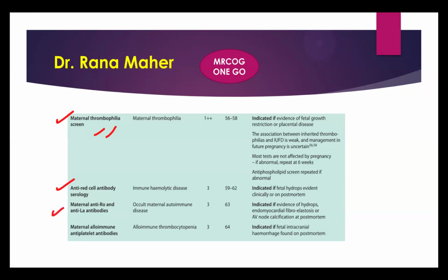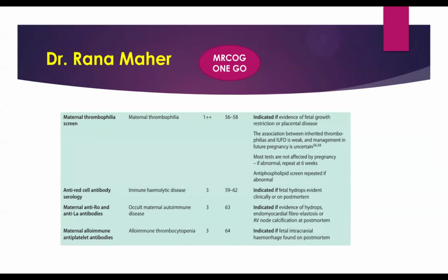Maternal anti-Ro and anti-La antibodies. Anti-Ro and anti-La are usually linked to autoimmune disease, and usually they cause fetal heart block. This is a cause of fetal death. So anti-Ro, anti-La are very important in autoimmune disease, and they cause fetal heart block. Maternal alloimmune antiplatelet antibodies to check if we have any thrombocytopenia. It's very important also, and thrombocytopenia, guys, is a very important topic to cover from an exam point of view.